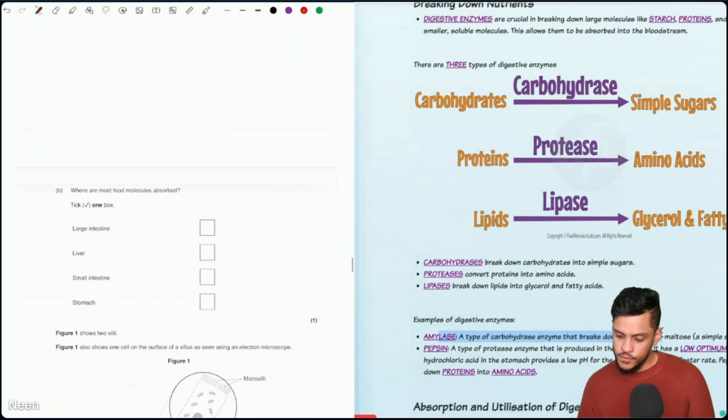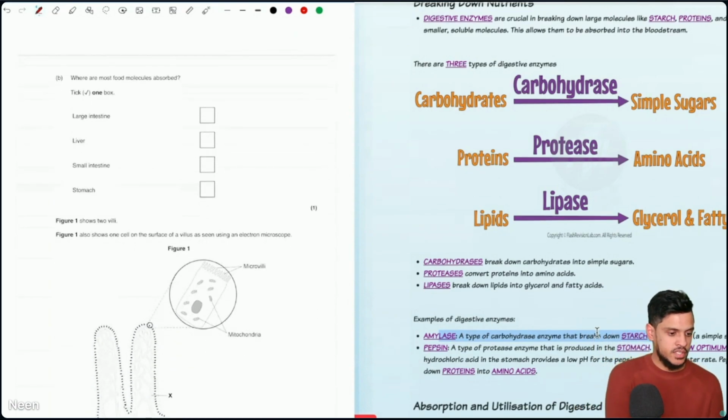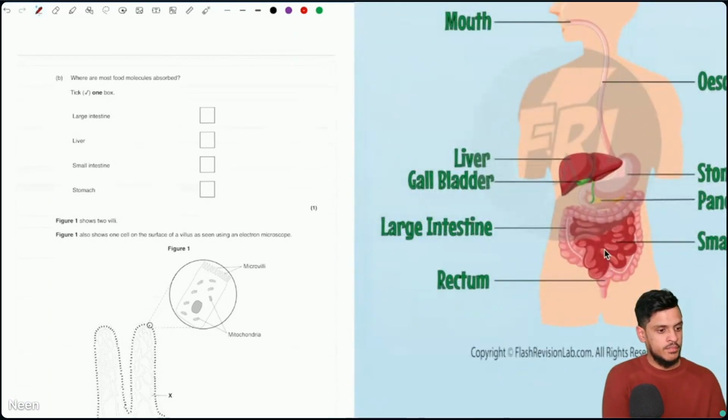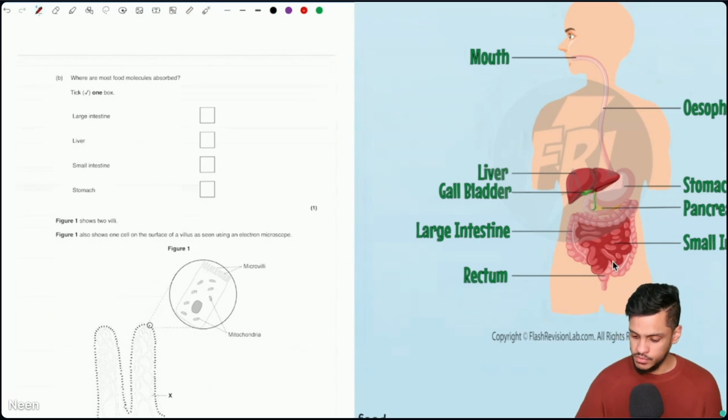Where are most food molecules absorbed? Digestive system. This is the digestive system. So mouth, esophagus, goes down to the stomach, then through past the liver and the pancreas into the small intestine, which is the answer to the next one. Well done, guys. Small intestine.